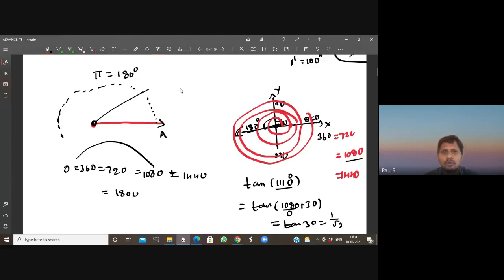So one complete rotation is given by 360 degrees. In the first quadrant, up to here is 90. Then here 180. Then here 270. This is 360.